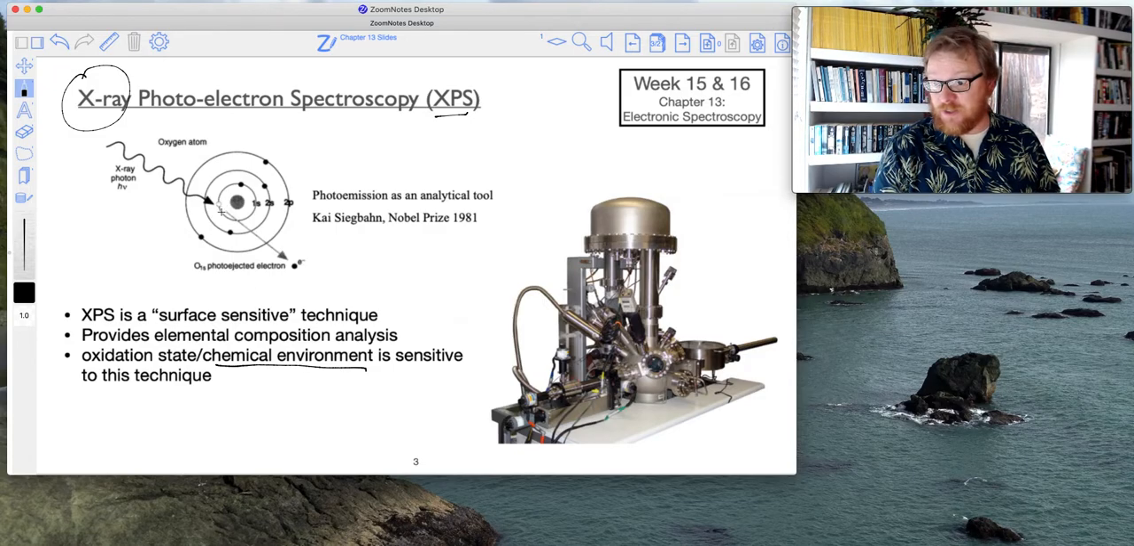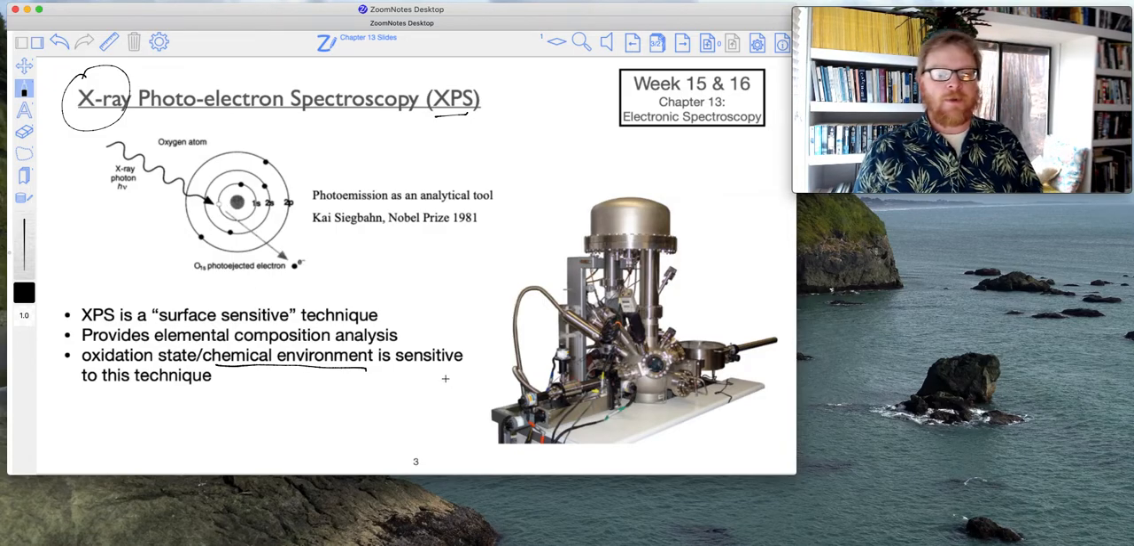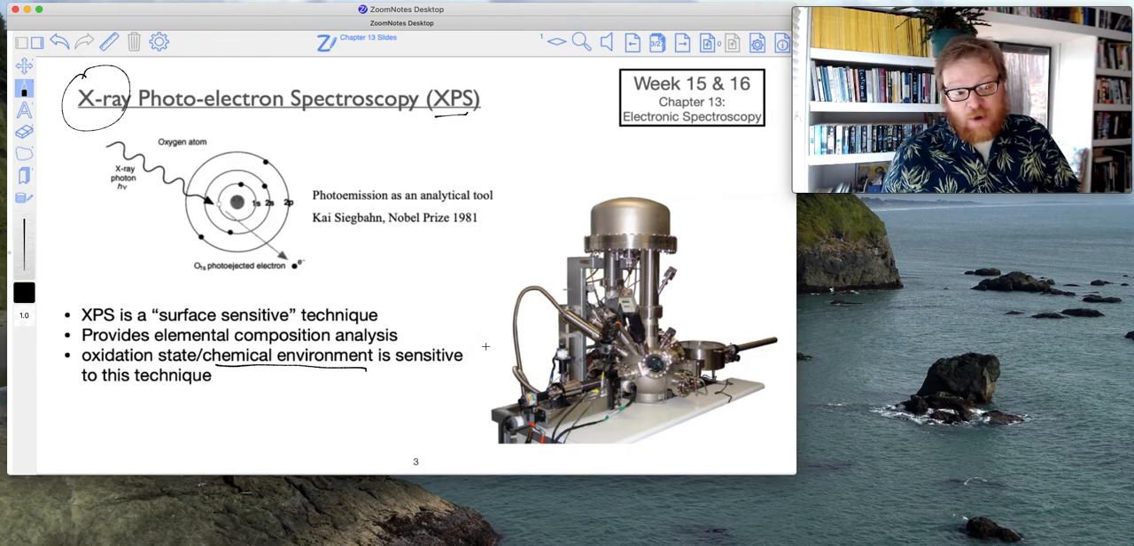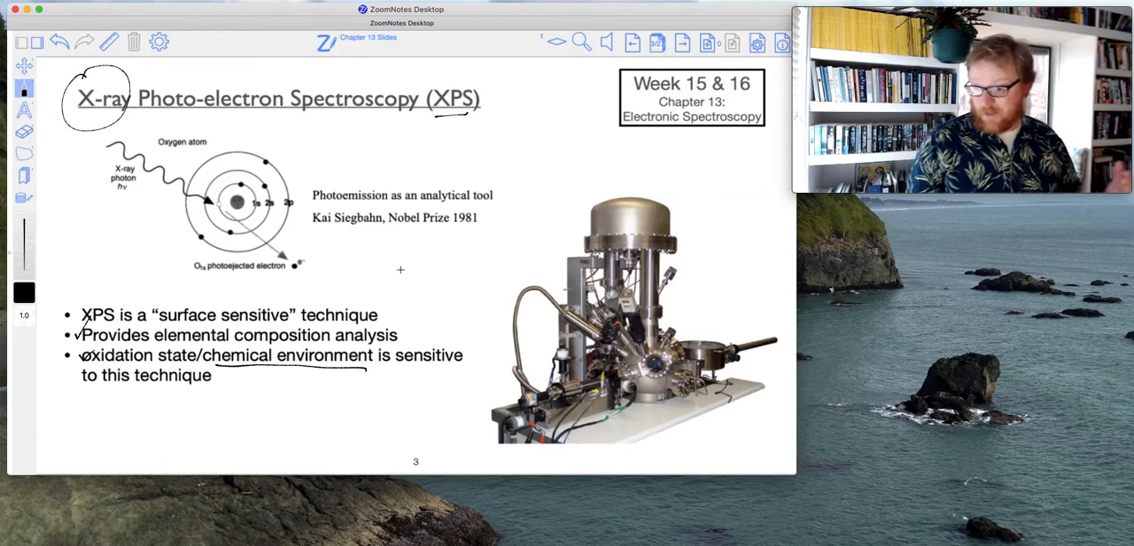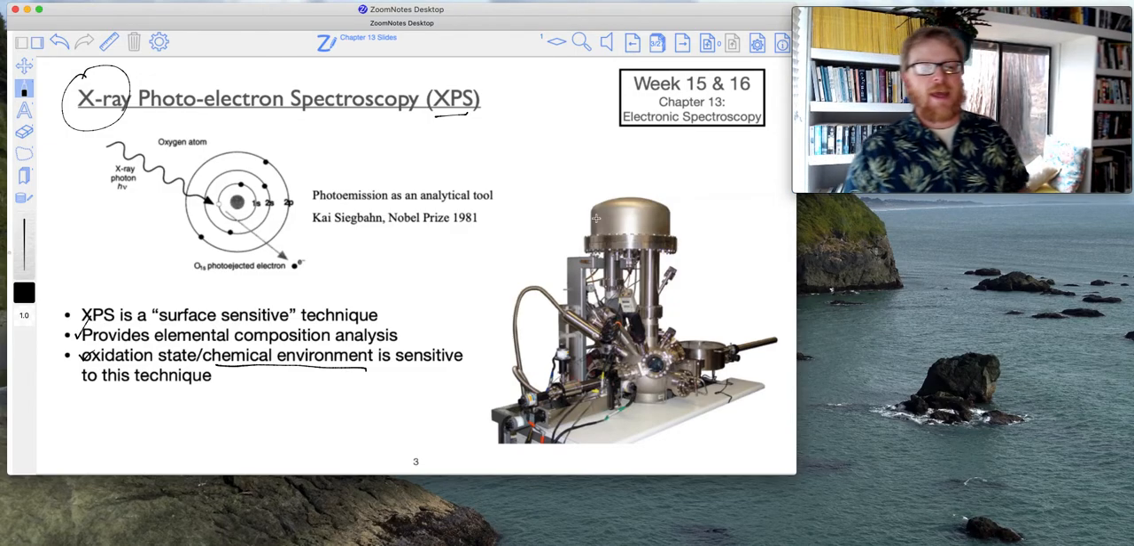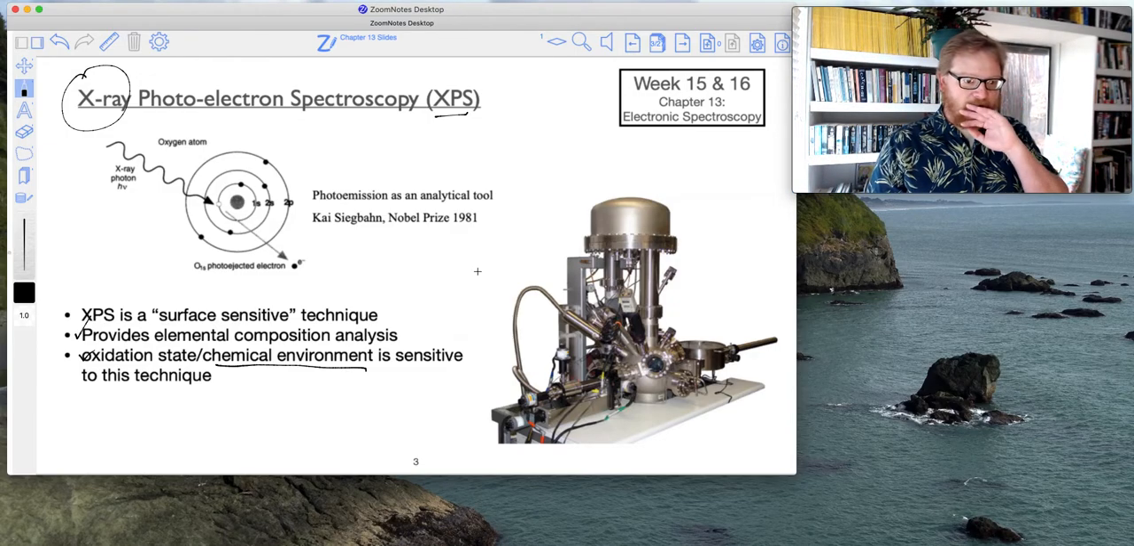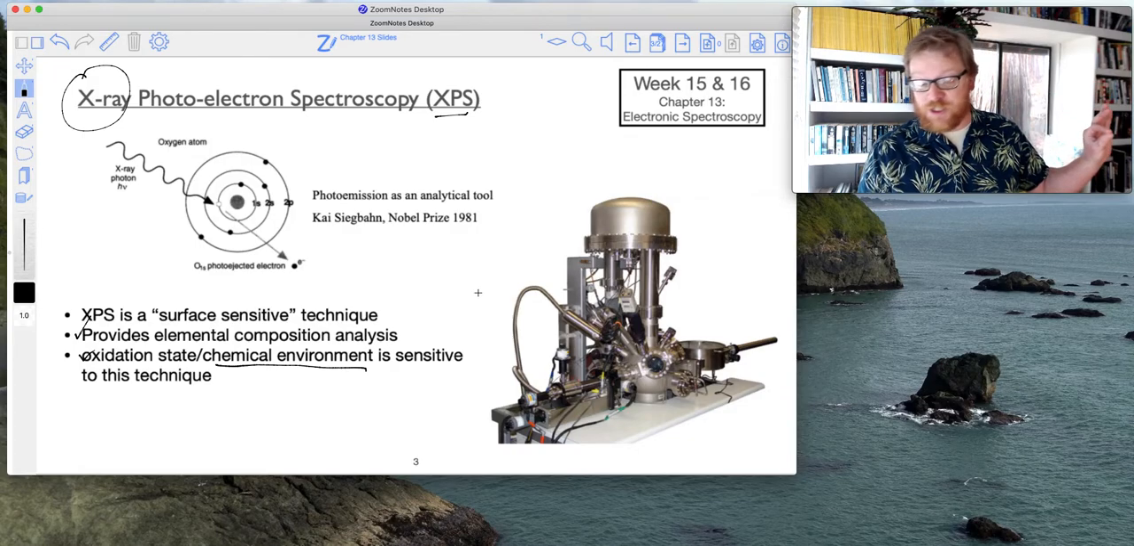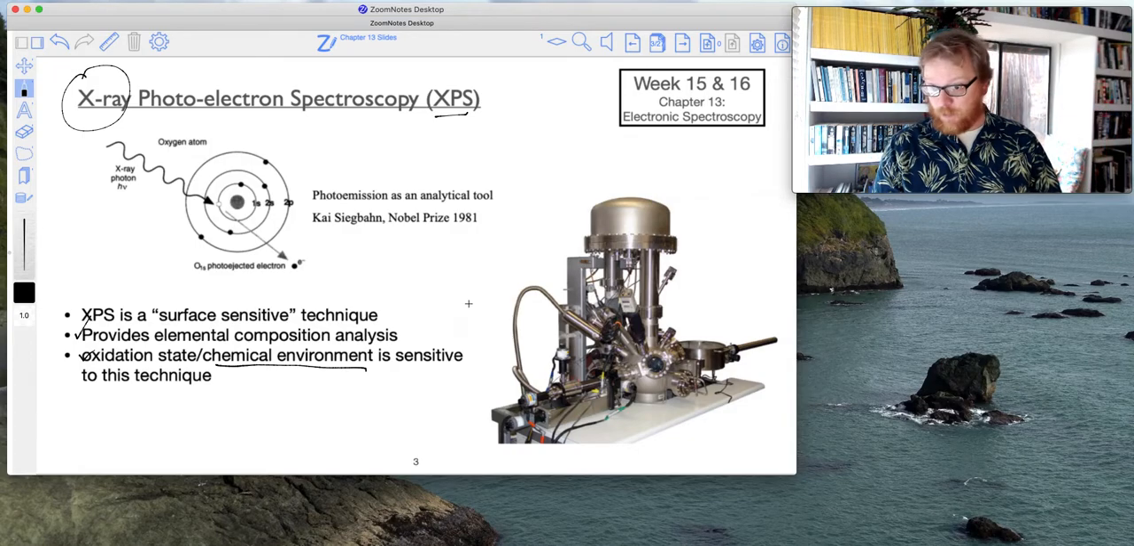So the binding energies of these core electrons can be related to their chemical environment and molecular structure, which is really cool. And so XPS, as you can see here, I'm talking about these bullet points backwards. It provides elemental composition analysis. Like I said, you can do elements or you can do molecules, and either way, what you end up getting is an elemental composition of your sample. Also, XPS is a surface sensitive technique.